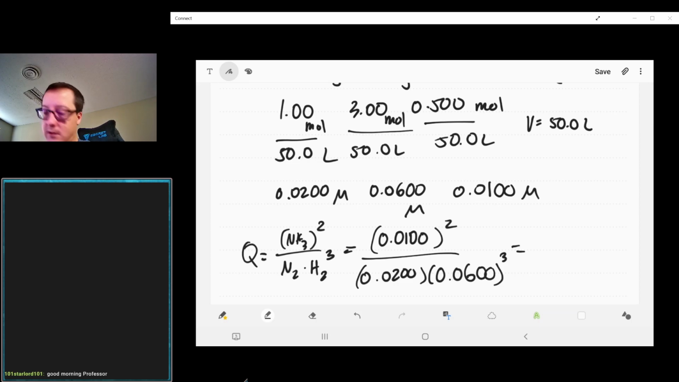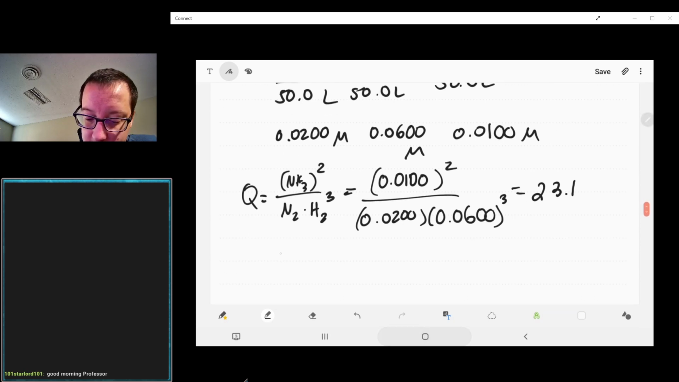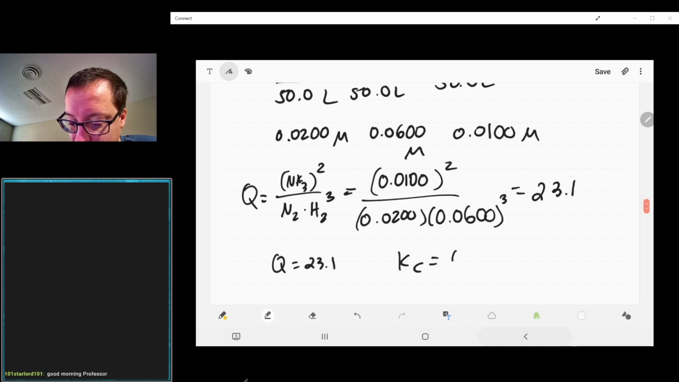Let's go ahead and do the math. 0.01 squared divided by 0.02 divided by 0.06 cubed. Hopefully we get something here. Yeah, I get 23.1, if we do the math. So we can see that our Q is 23.1. Our K is 0.5.